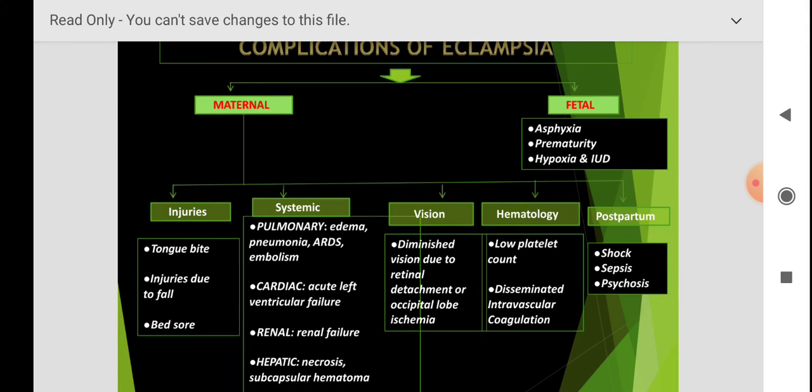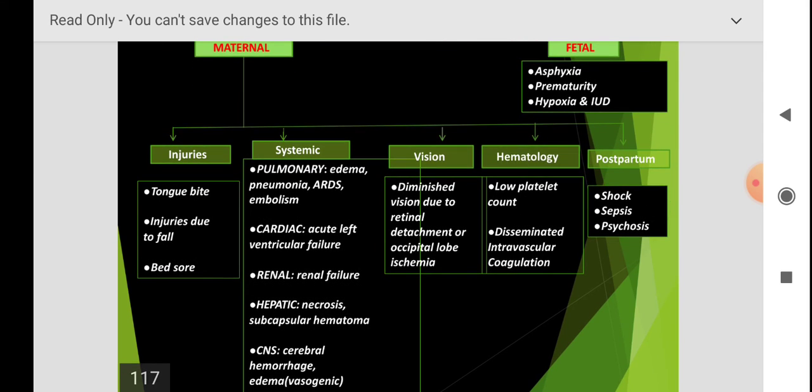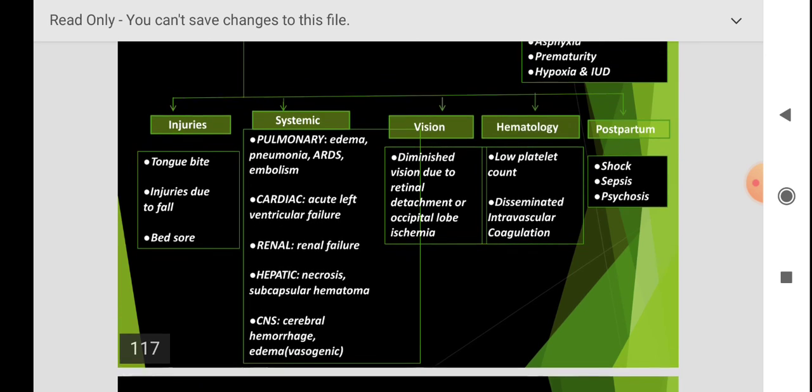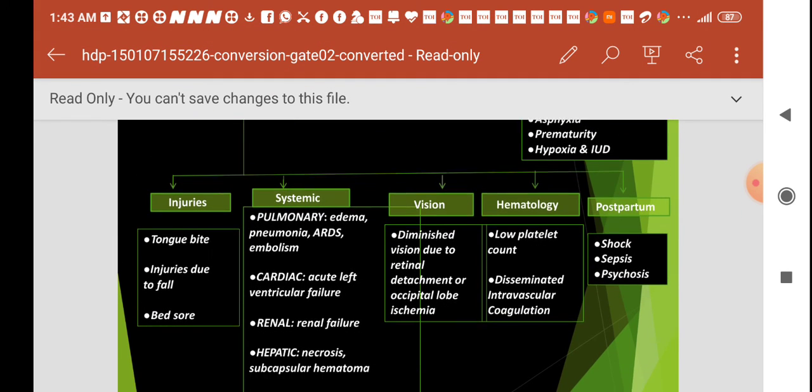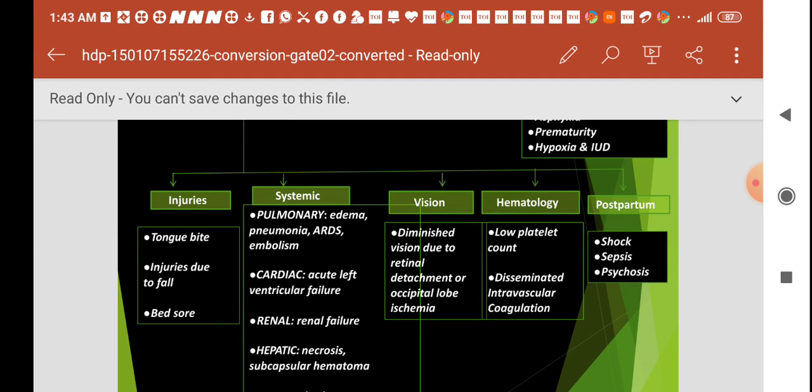What are the complications of eclampsia? Again, it is all pre-eclampsia. First of all, once she is having convulsions, she may fall on the ground and get injured. There could be tongue bite due to generalized tonic-clonic convulsion, or injuries due to fall, or because she is prolonged on the bed, there could be development of bed sore.